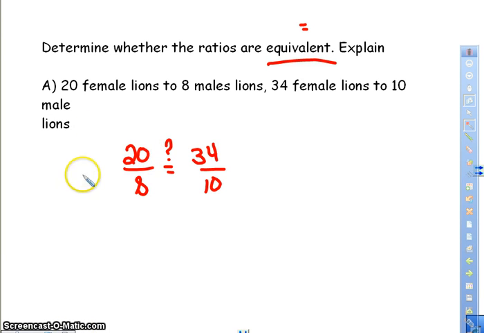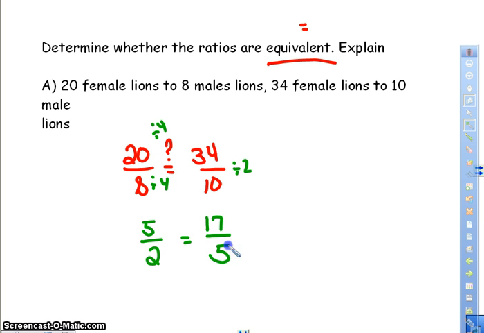So I have 20 and 8. I can divide these both by 4, and I would get 5 over 2. 34 and 10, I can divide these both by 2, and I get 17 over 5. They're both in simplest form, and they are not equal. So these are not equivalent.